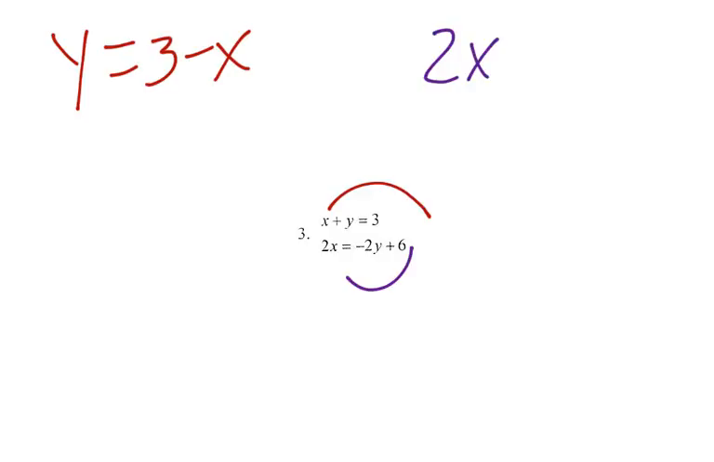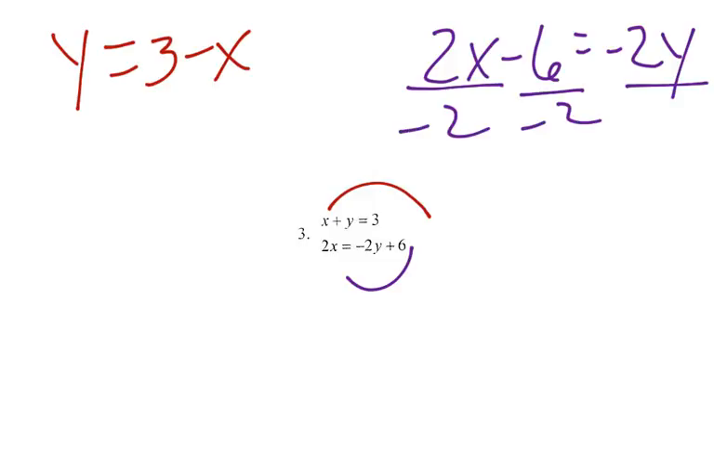Number 3, get y by itself, so we're going to move that x. y is equal to 3 minus x. Second equation, we're going to move that 6. 2x minus 6 equals negative 2y. Everything gets divided by negative 2. So that's going to be a negative x plus 3 equals y.